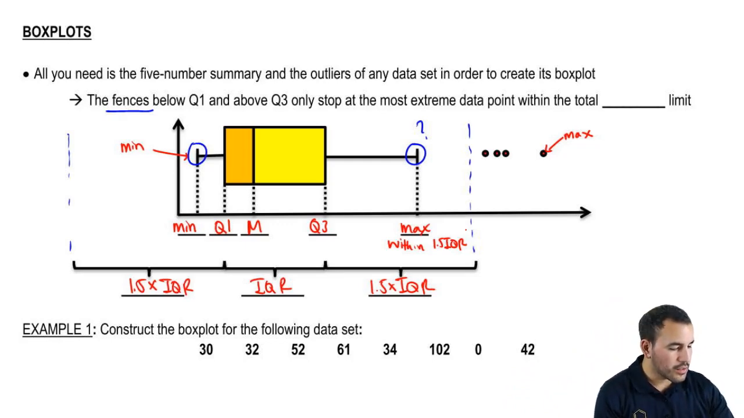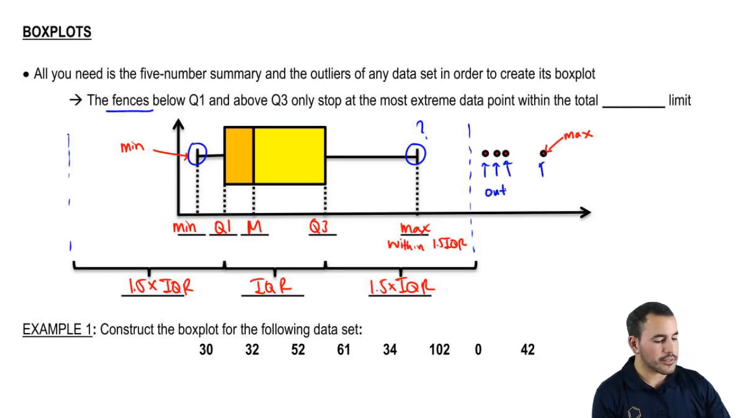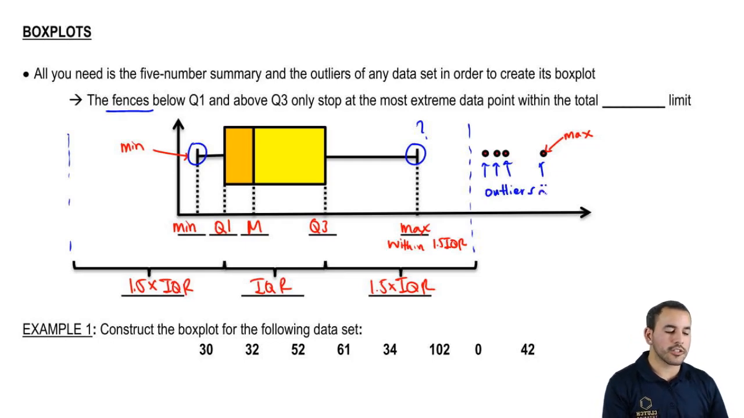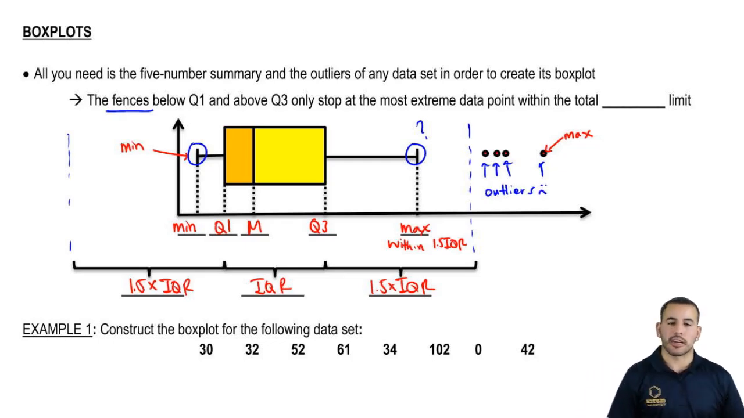Let's go ahead and just represent that here. So all these four little guys are all outliers. They're weird. Poor little guys. Okay, so let's go ahead and construct our own box plot for the following data set.